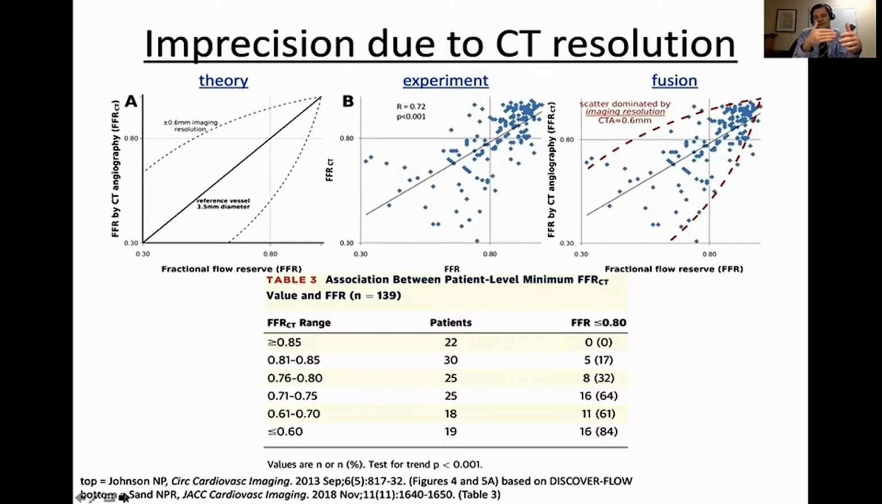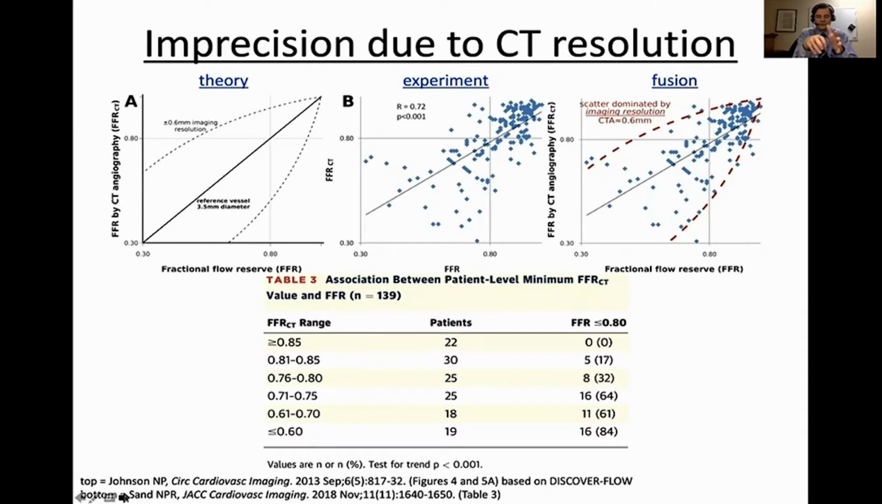In other words, the scatter that we see is really dominated by imaging resolution of the CTA, which is maybe a little bit better than 0.5 millimeter. We can also see that if we look at a study that we're going to talk about here in a few slides called Reassess, where they took a look at various FFRct ranges, saw how many patients fell into each one of those categories, and then looking at how many FFRs were actually positive. So for the FFRct range of greater than 0.85, no one ends up falling in that zone. Whereas even when you go down to something like 0.81 to 0.85, well, almost 20% of those patients actually have an FFR value that's less than 0.80.